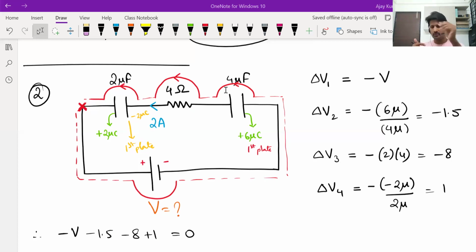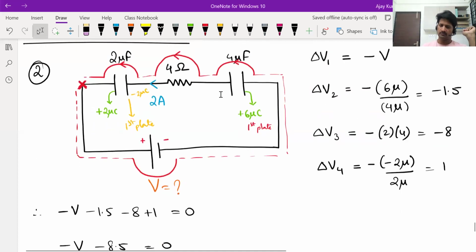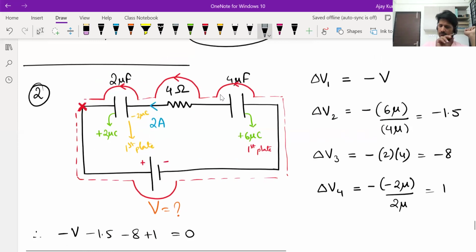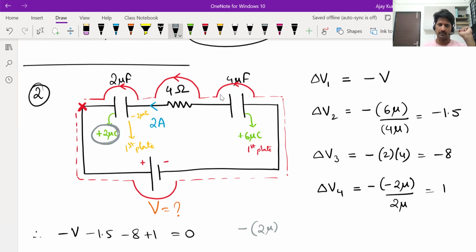Okay, suppose we moved clockwise. Then you will be writing, from that cross, if you move clockwise, the first thing you come across is the 2 microfarad capacitor. So you will be writing minus. Why is this like this? Negative of charge on the first plate, 2 micro. Because when you move clockwise, this plus 2 microcoulomb is the charge on the first plate that we come across. So negative of 2 micro by 2 micro, that way you'll write.